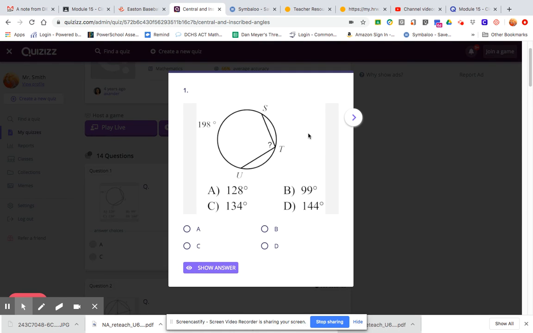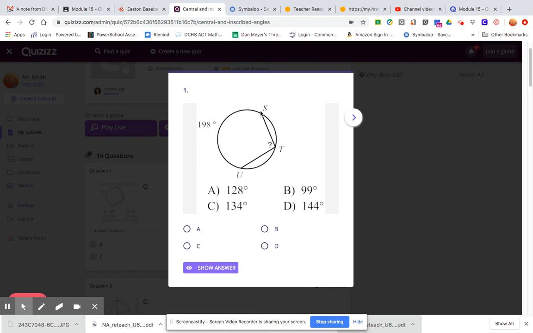Let's do a few inscribed angle, central angle questions here. In your previous work, like the Khan Academy stuff, you should have learned the definitions of central angle and inscribed angle. An inscribed angle is an angle inside the circle where the vertex is on the circle. So in this example, T would be your vertex.